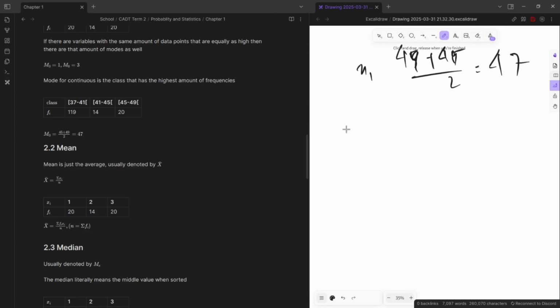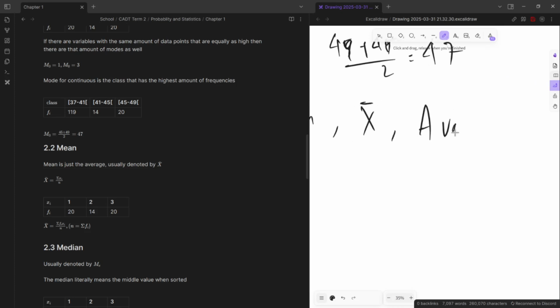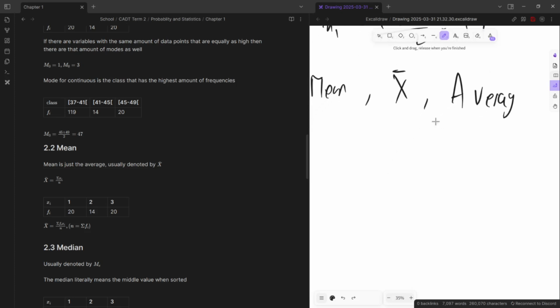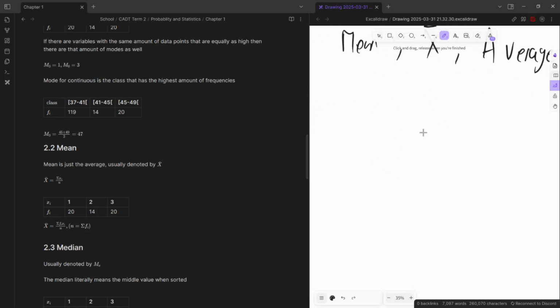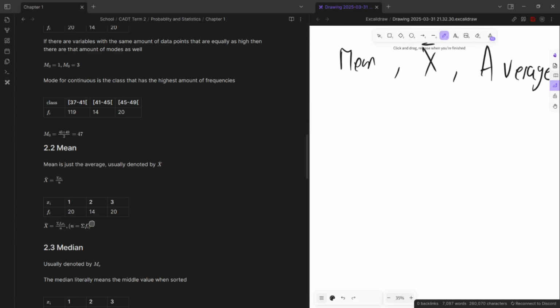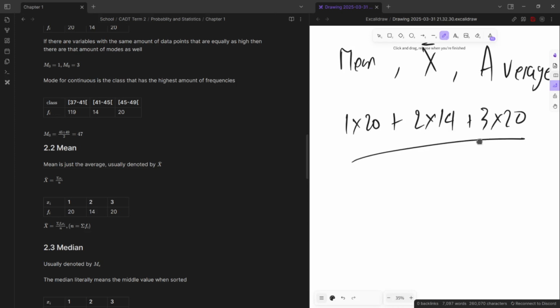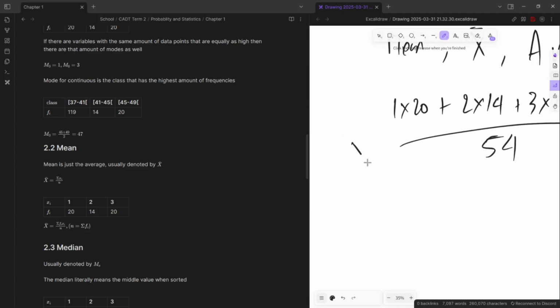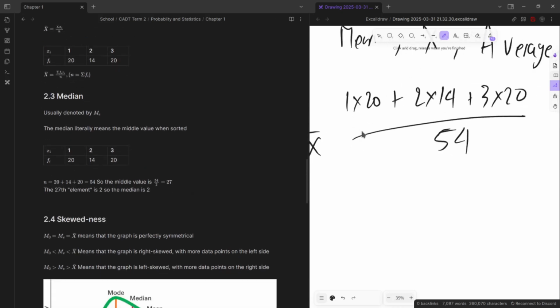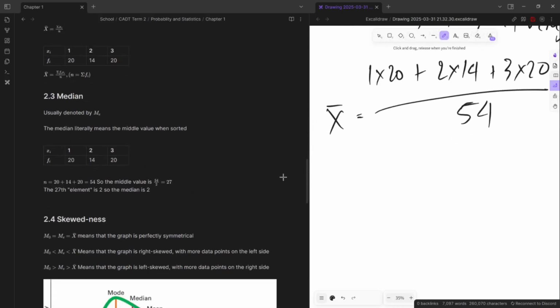Okay, mean. It's denoted by X bar. We call it average. It's just average. You add it and you divide. So look down here. 1 shows up 20 times, 2 shows up 14. It's like 1 times 20 plus 2 times 14 plus 3 times 20, divided by 54. That is your x bar. You run the calculation. I don't want to run the calculation.